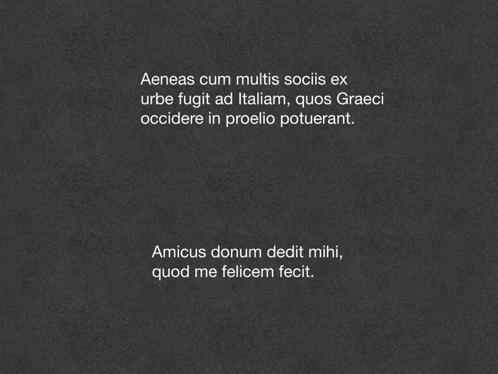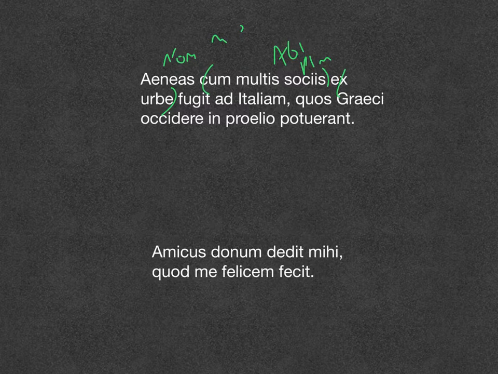All right, so here are two examples. Let's just kind of dive right into the first one for time's sake. We're not going to do as much of the quick labeling. I'll just label a couple things, like the subject here. Here's the nominative. Aeneas is masculine and he's singular. Cum multis sociis is the preposition, and these are ablative plural masculine. Ex urbe, urbe is feminine. Ad Italiam, Italiam is feminine. Fugit's the verb. Sorry for skipping over that.